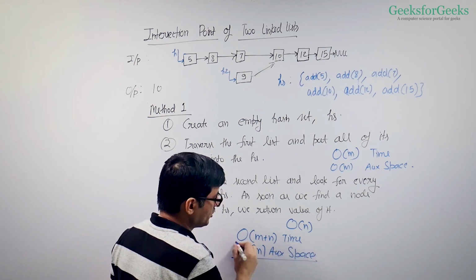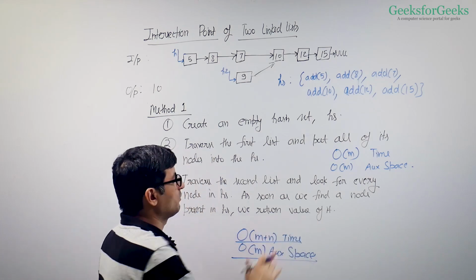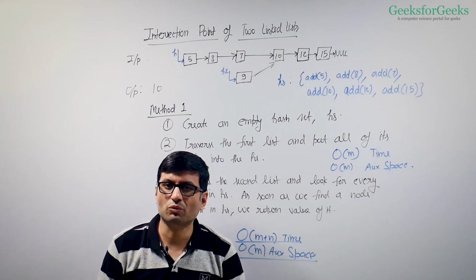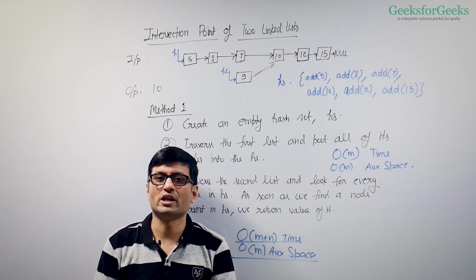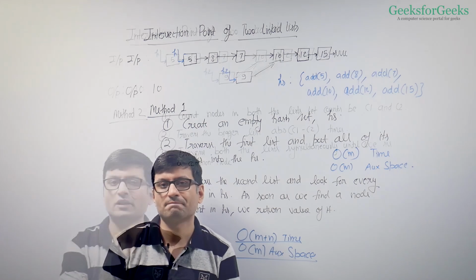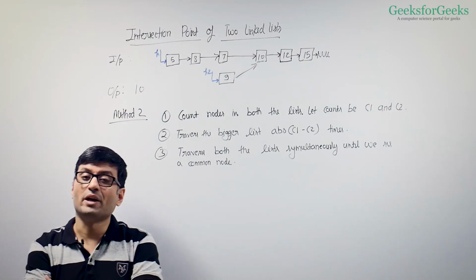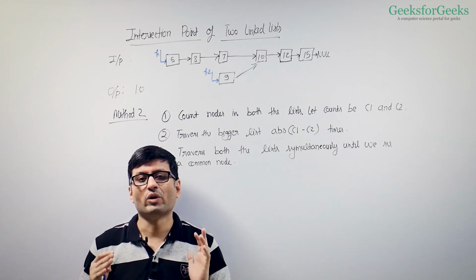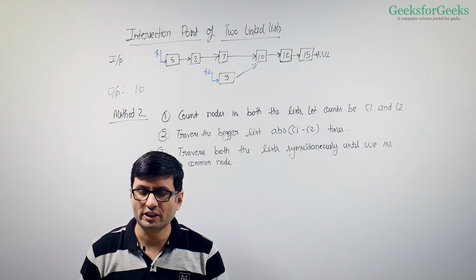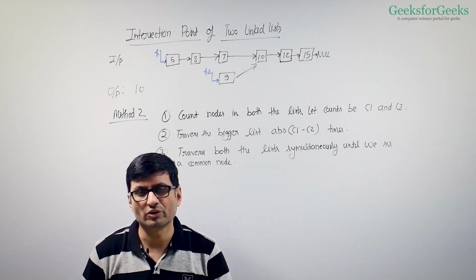So this is the solution number 1. Now please think of a solution that works in big O of m plus n time and requires constant extra space. Let us now talk about method 2 of this problem. Method 2 works in big O of m plus n time and requires constant auxiliary space.